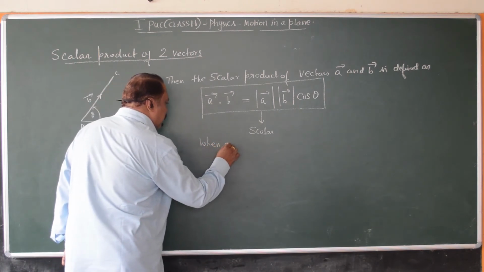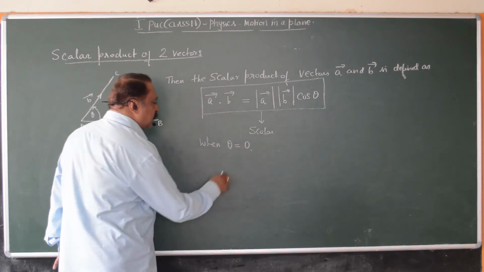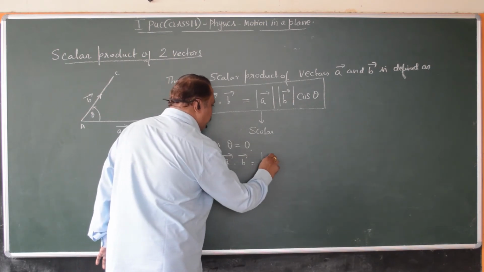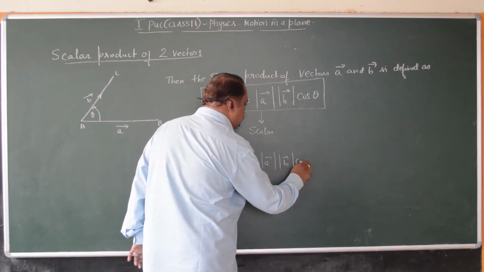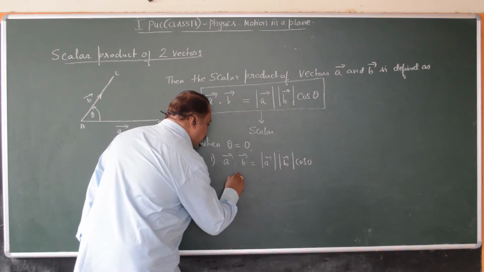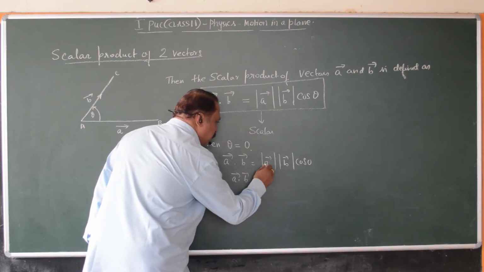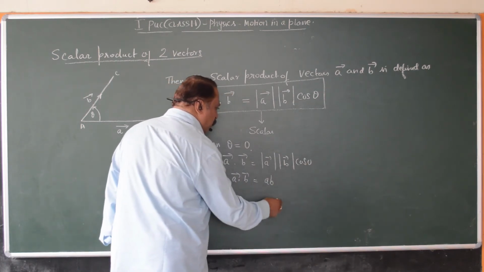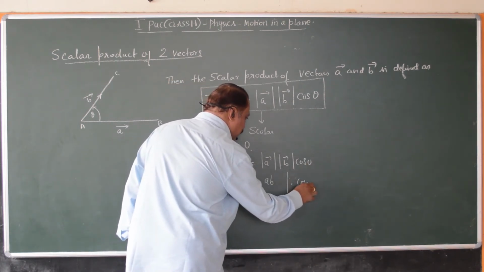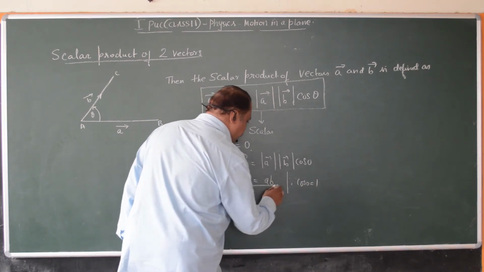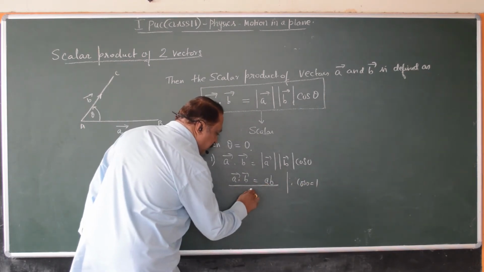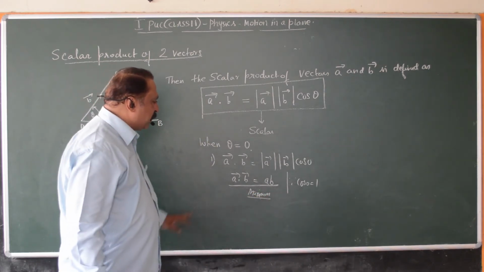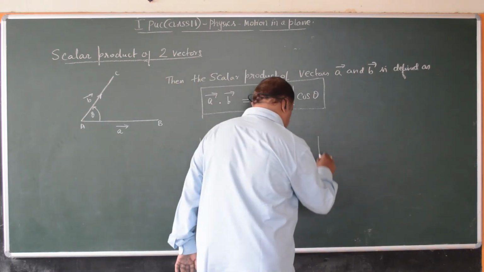When theta is equal to 0, then vector A dot vector B is magnitude of vector A into magnitude of vector B into cos 0. So vector A dot vector B equals A times B times cos 0, and cos 0 is 1. So the dot product becomes just AB, and this is the maximum value of the dot product. So the maximum value of the dot product is obtained when theta is equal to 0.